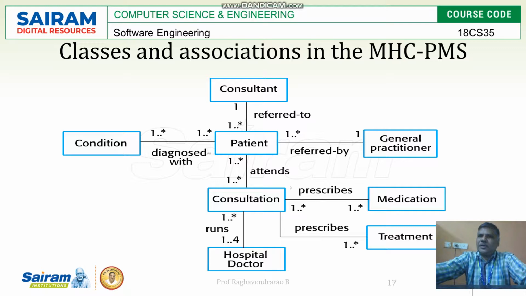Then consultation: in the hospital, there is a doctor, and it runs with only 4 doctors. Any one of these can be the consultant for this, and consultation can be taken. Then the condition of the patient is diagnosed with the conditions. So more than one can be referred. It is like that. One or more is what it is representing.